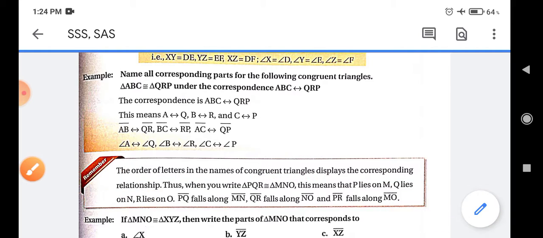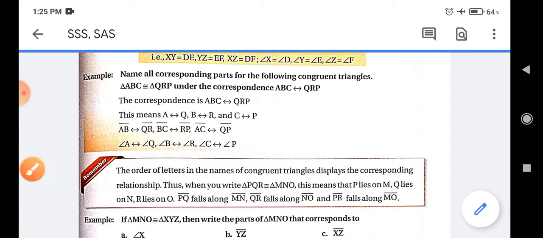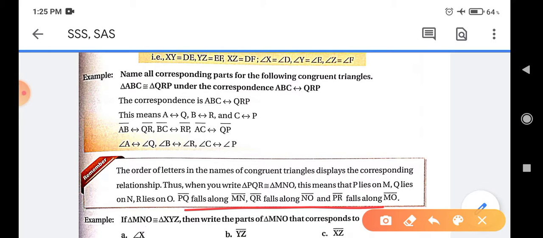Thus when we write triangle PQR is congruent to triangle MNO, this means that P lies on M, Q lies on N and R lies on O. This is the meaning of correspondence. Similarly, it is about sides: PQ falls along MN, QR falls along NO and PR falls along MO.